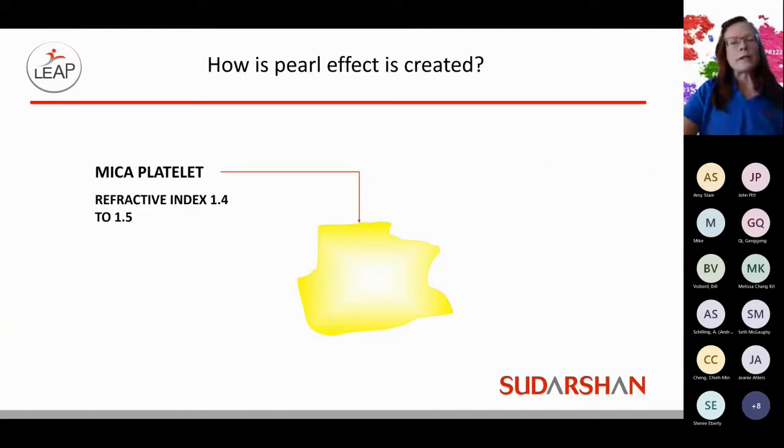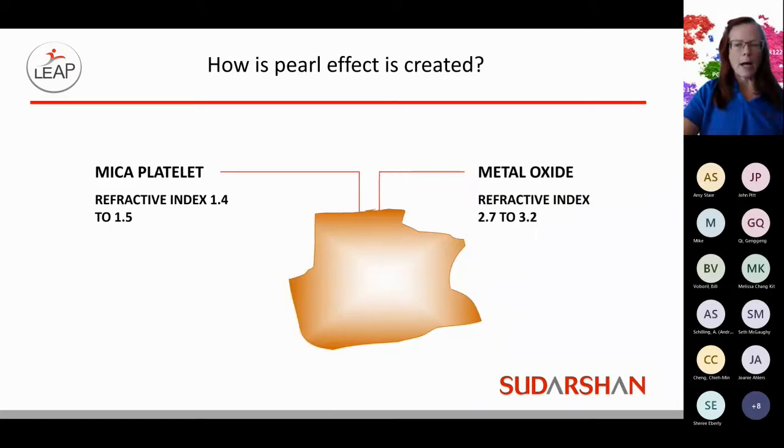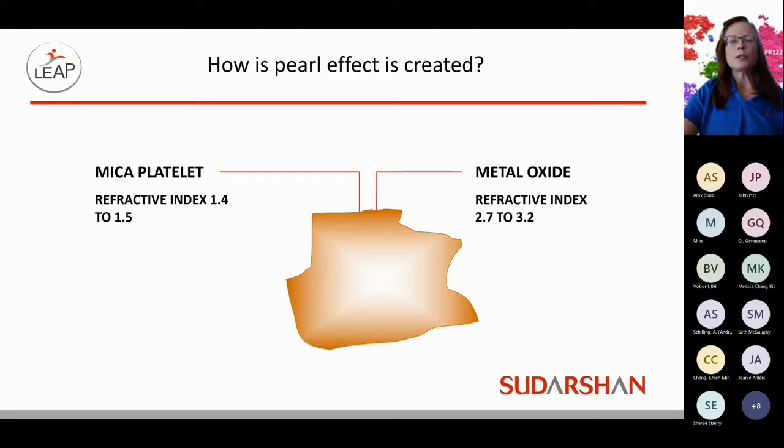As far as how mica effect pigments are created, I spoke about the index of refraction. A mica platelet will have an index of refraction somewhere around 1.4 to 1.5. And then on top of that, we bring in a metal oxide, which will have a refractive index of 2.7 to 3.2, depending on the type of metal oxide that's used, and also the number of layers that might be used as well. So the light will have to pass through both of these differing index of refraction layers.